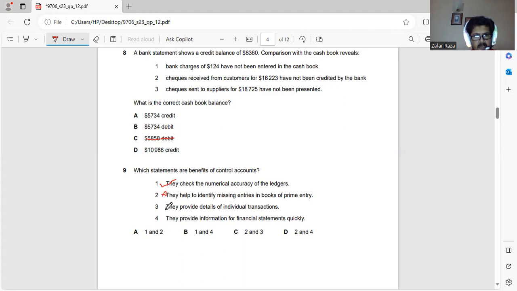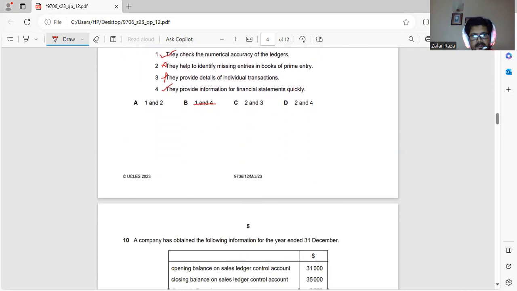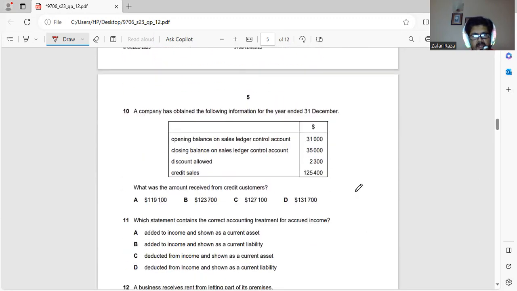Now, what about they provide details of individual transactions? No, they do not provide any sort of details. They provide information for financial statements quickly. Yes. So 1 and 4 is your answer. So it means B option is your answer. Okay. Move further.